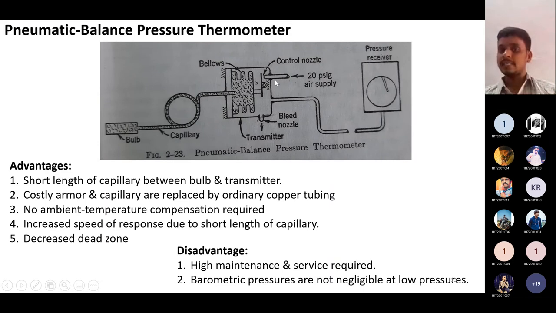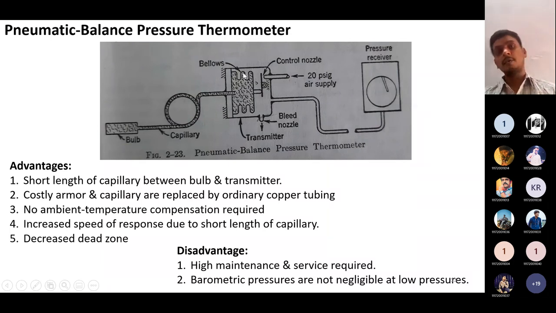After counterbalancing each other, the residual pressure is let into the pressure receiver. There in the pressure receiver, the deflection causes a movement of the pointer. That movement of the pointer is read on the calibrated scale, as the pointer rotates. If there is excess pressure which cannot be balanced inside the transmitter, it will be let out using the bleed nozzle.